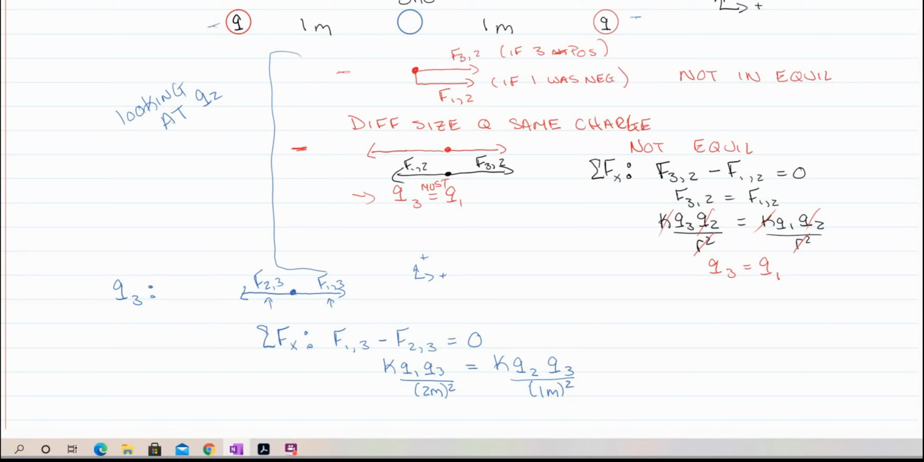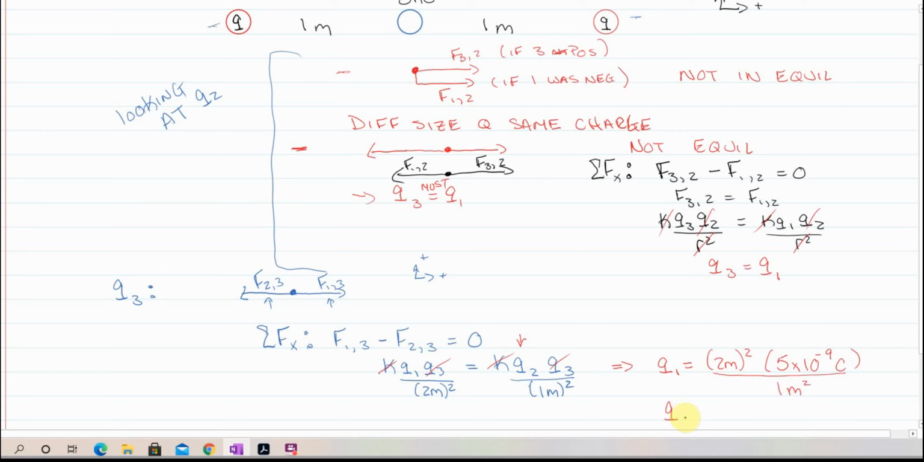Now I can cancel things out. Let's see, I can cancel out my Q3. I can cancel out my K's. I just made my button pushing easier. What do we know? We know what this charge is. So let's come over here and go, well, we want Q1, so all I need to do is move the distance to the other side. So I'll go Q1 then is going to equal my 2 meters squared times Q2, which I made here 5 nanocoulombs, so 5 times 10 to the negative 9 coulombs, divided by that 1 meter squared.